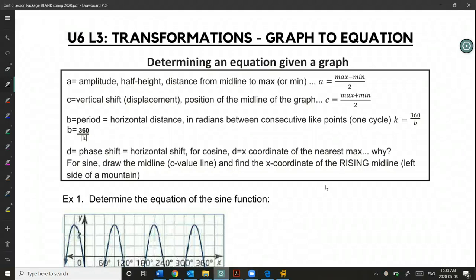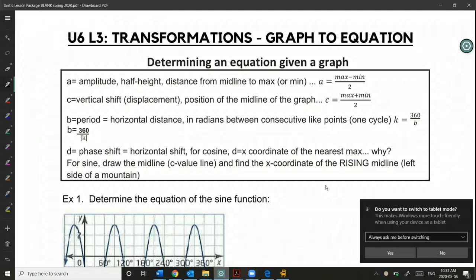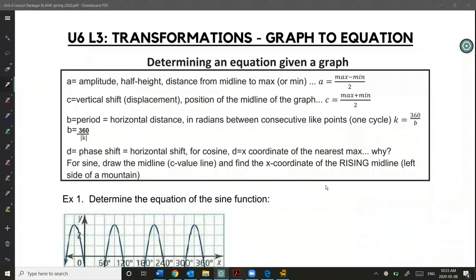Hey guys, today we're going to take a look at extending our knowledge of transformations that we previously talked about. And we're going to now go from graph to equation. So in our previous lesson, we worked on going from equation to graph. Now we're going to figure out how to achieve the equation of a sinusoidal function given the graph.